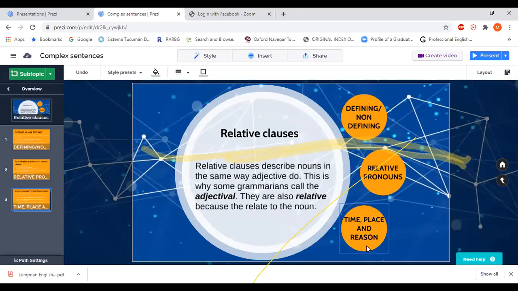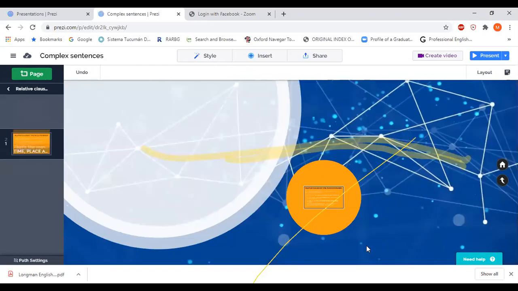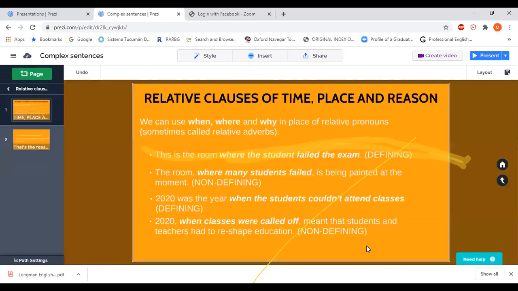You can also have relative clauses to talk about time, place, and reason, okay? In this case, we are going to use when, where, and why. Typically, some people call them relative adverbs and not relative pronouns, okay? Let's begin with place. In order to talk about place, we can say something like, this is the room where the student failed the exam.